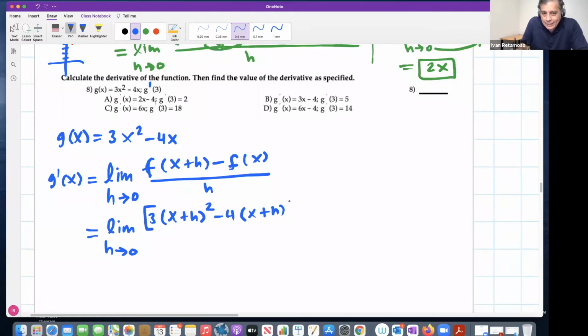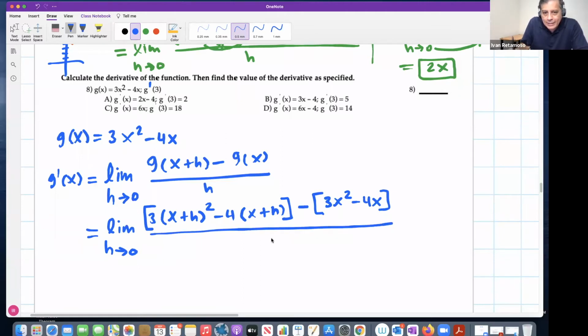Look, this is one computation. It's f of x plus h. The function, to be formal, we should write g because it's not the f function, it's the g function. All right, g of x plus h is just this, minus g of x. But g of x is the function itself, it's 3x squared minus 4x, all this divided by h, okay?